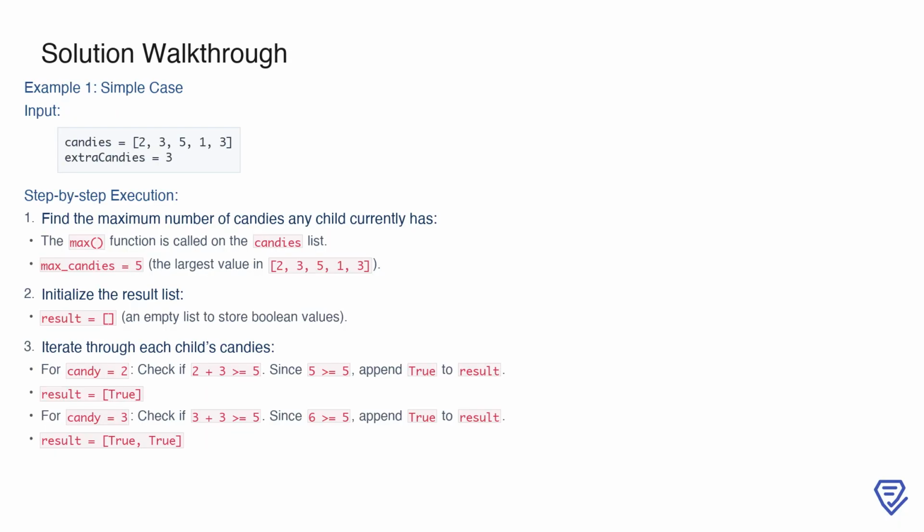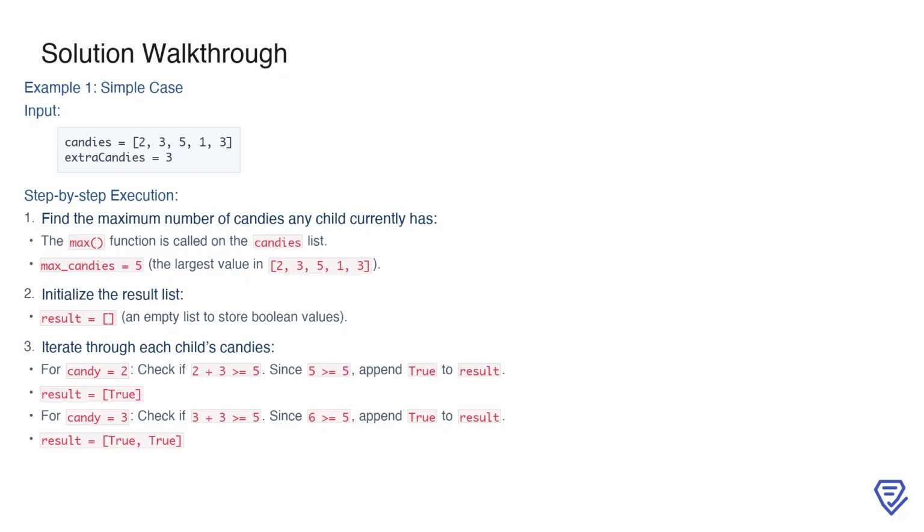Here, we start with a simple example where the candies array is 2, 3, 5, 1, 3, and the extra candies value is 3. The first step is to find the maximum number of candies any child currently has. Using the max function on the candies array, we find that the maximum value is 5. Next, we initialize an empty list called result, which will store Boolean values indicating whether each child can have the greatest number of candies after receiving the extra candies.